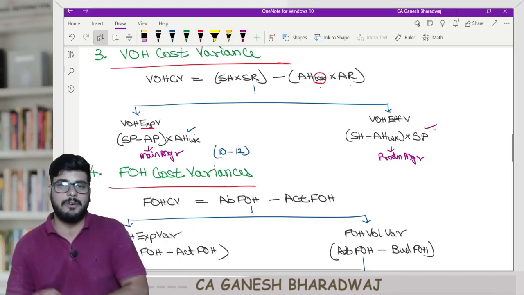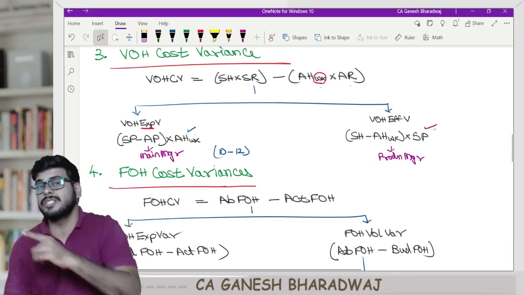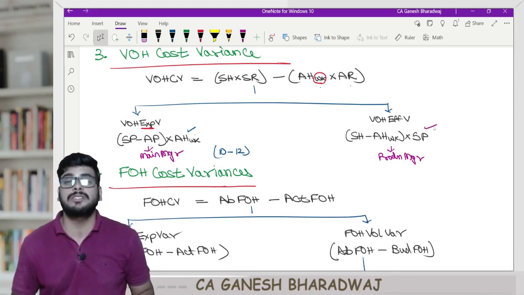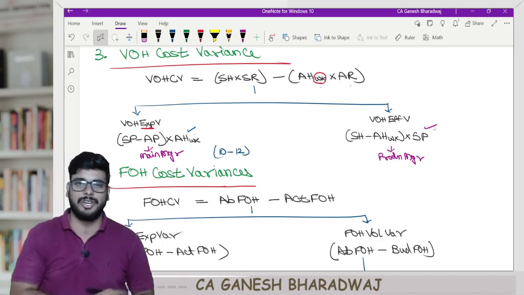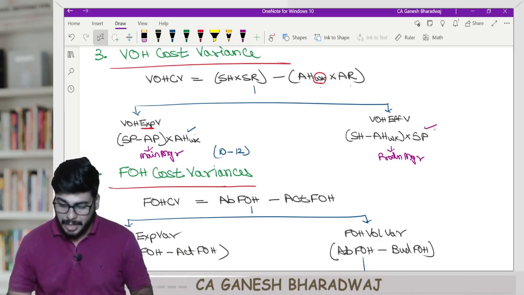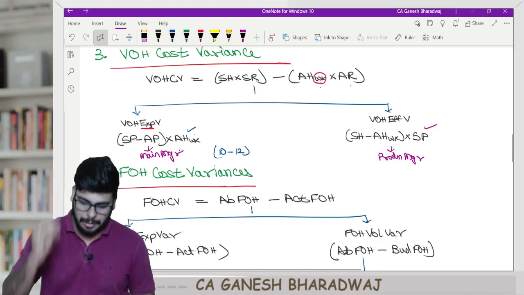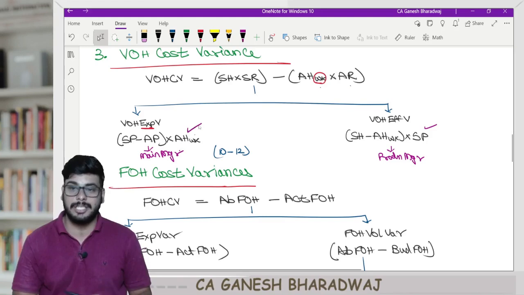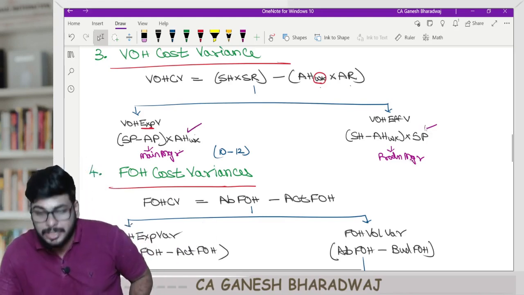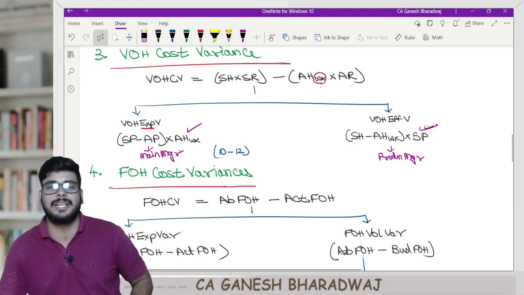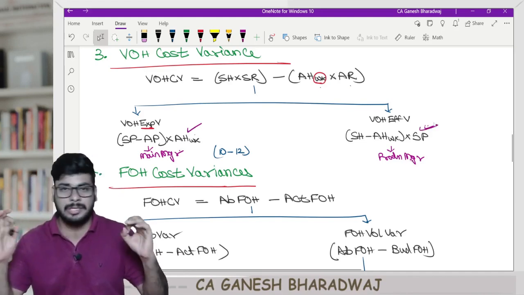If I use actual price, then the efficiency or inefficiency of my maintenance manager gets passed on to the production manager in a scenario where the production manager is not at all dependent on the maintenance manager. Are you clear with this, guys? There is a one-way traffic. Now, the maintenance manager is dependent on the production manager. That's why I use the actual hours here. Whereas the production manager is not dependent on the maintenance manager. That's why I don't use the actual price here. I only use the standard price. Are you clear with this? Have this crystal clear clarity.